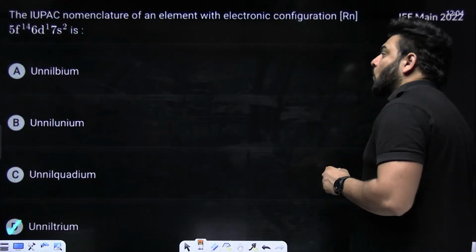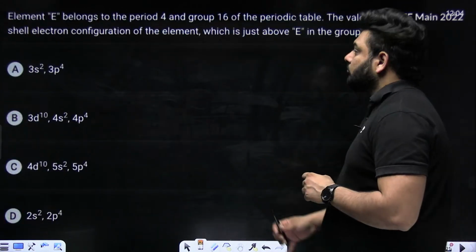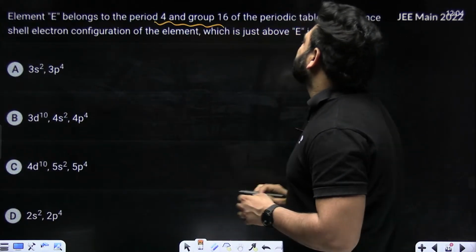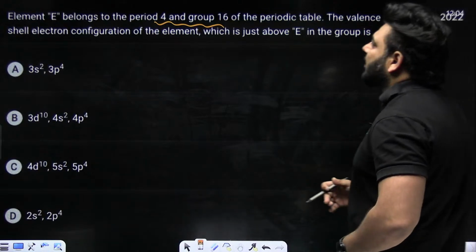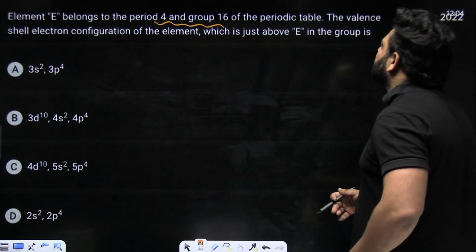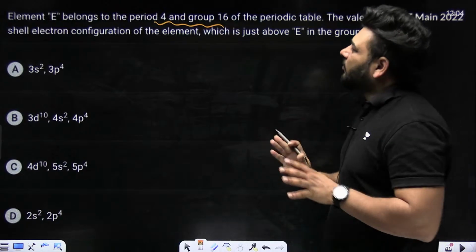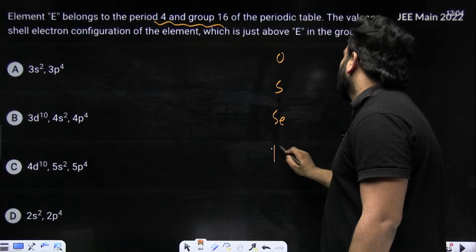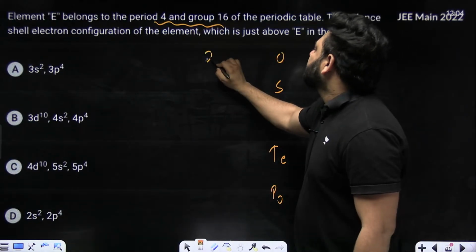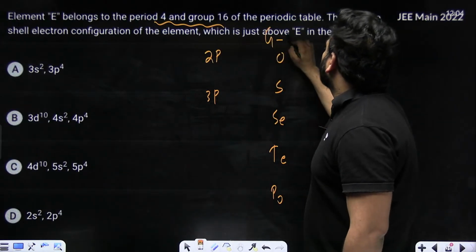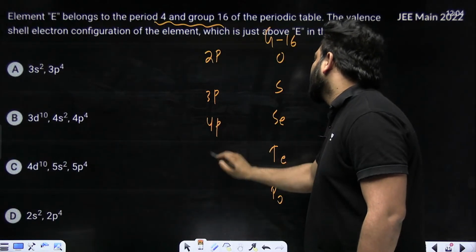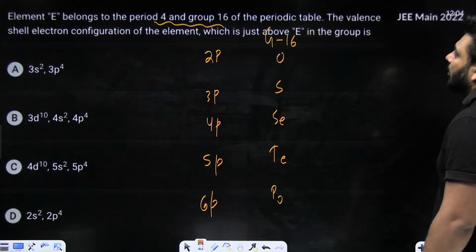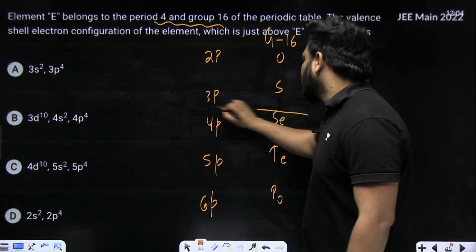Okay. We have another question here. There is an element E which belongs to 4th period and group number 16 of the periodic table. The valence shell electronic configuration of the element which is just above E in the group is what? Okay, first of all, we have to find out what it is asking. E belongs to group 16. So oxygen, sulfur, selenium, tellurium, polonium, and oxygen starts from the 2nd period, 3rd period, 4th period, 5th period, 6th period, like that. So group 16, period number 4. So first of all, we are talking about selenium.